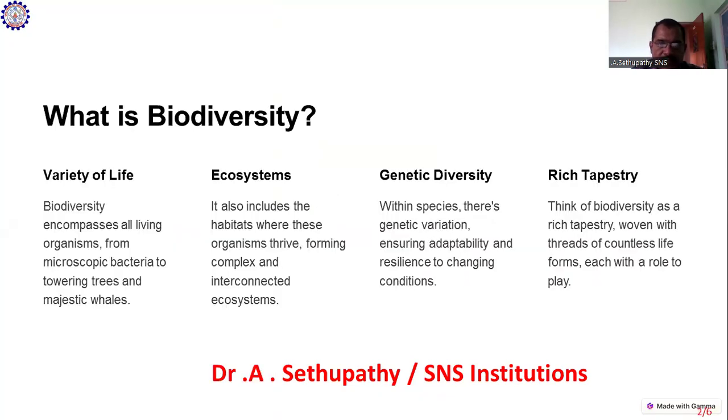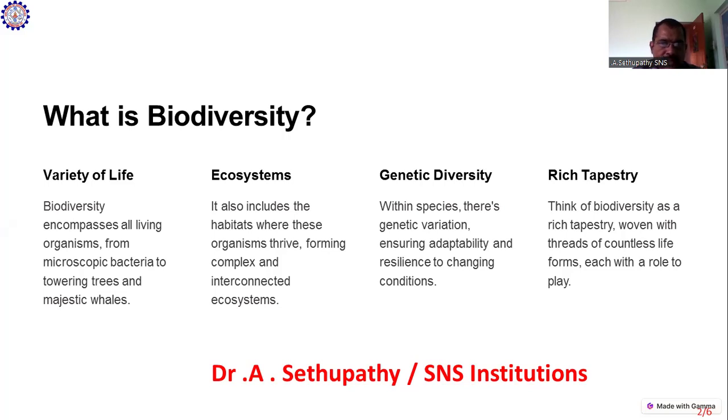So what does biodiversity mean? It is the variety of life and encompasses all living organisms, from microscopic bacteria to towering trees and majestic birds. The species living in an ecosystem are all called biodiversity, and this variety of life has different features. All these living things in an area make up the ecosystem. It also includes the habitats where these organisms thrive, forming complex and interconnected ecosystems. So how do these species connect with the ecosystems, and how do they get energy? The energy source is the ecosystem. These species are called biodiversity.